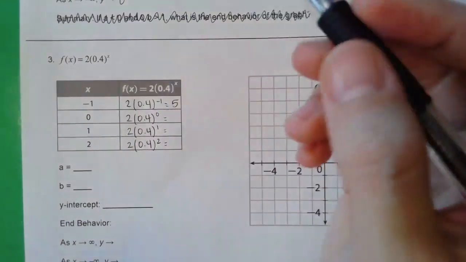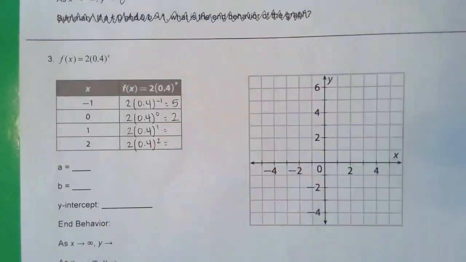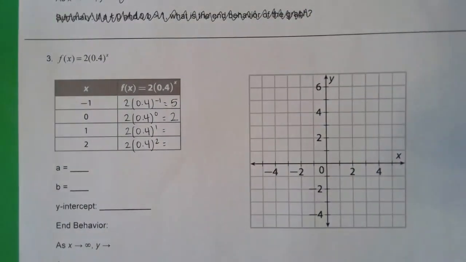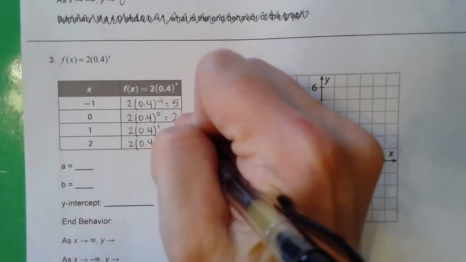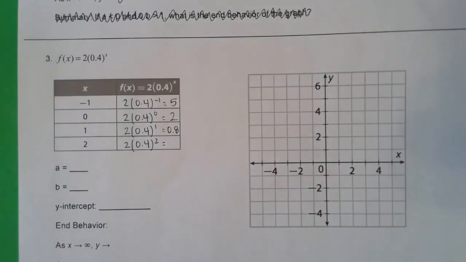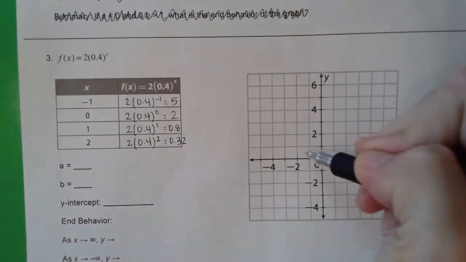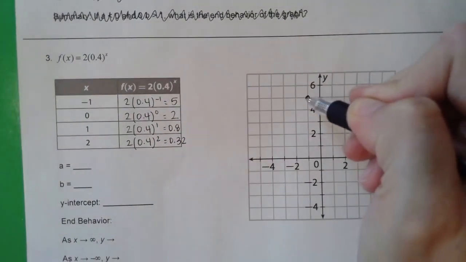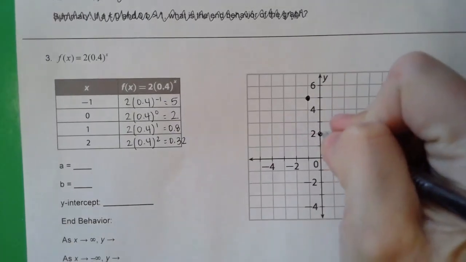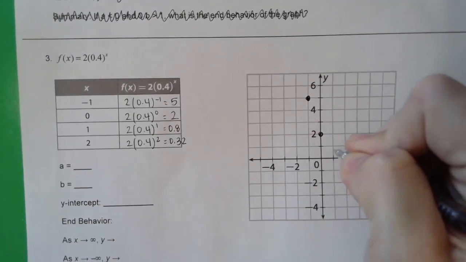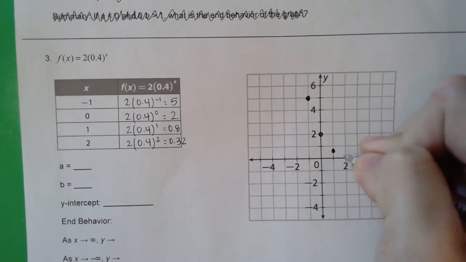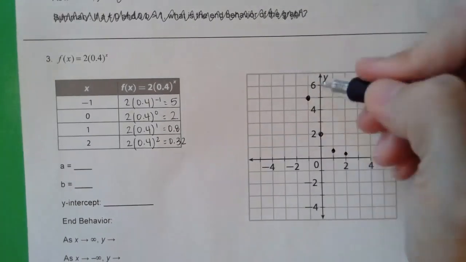Anything raised to the power of 0 equals 1, so this one's going to give me a 2. When I do 2 times 0.4, that gives me 0.8. And then for this one, I get 0.32. So -1 goes with 5, 0 goes with 2, 0.8 is a little bit less than 1, and then 0.32 is a little bit less than 1/2.